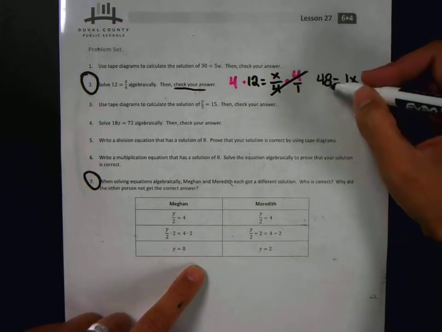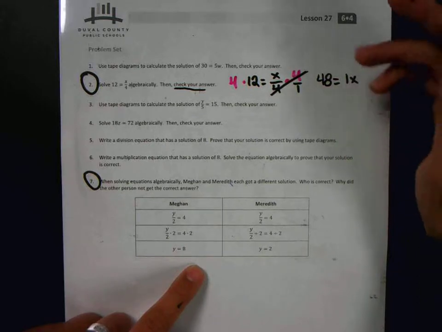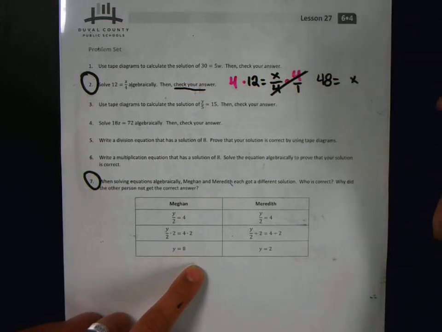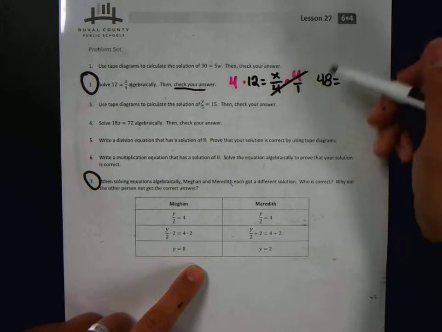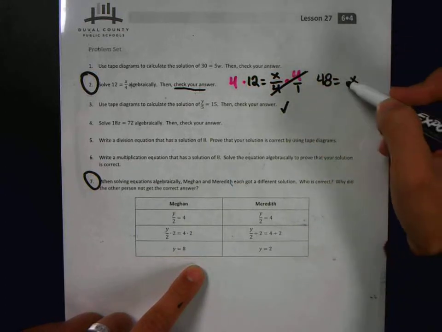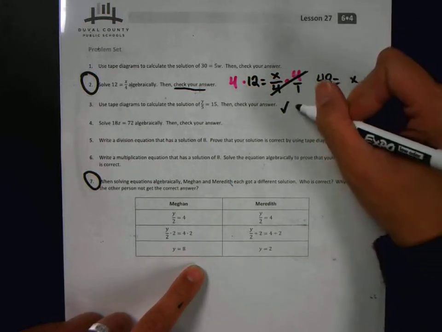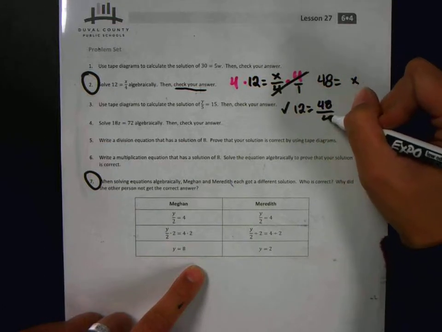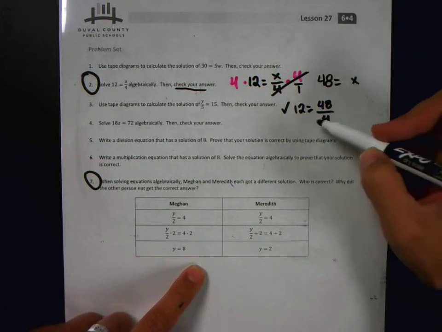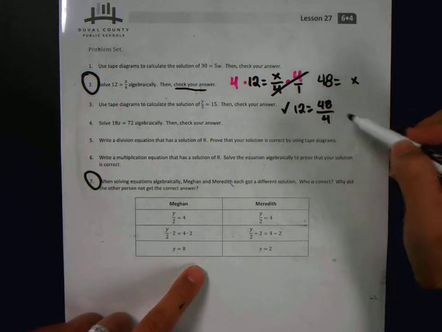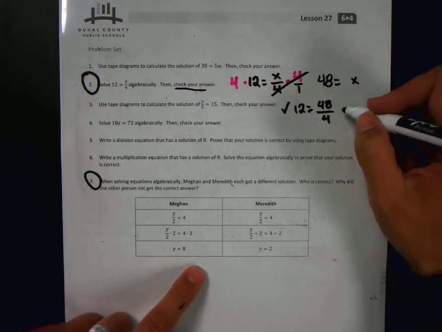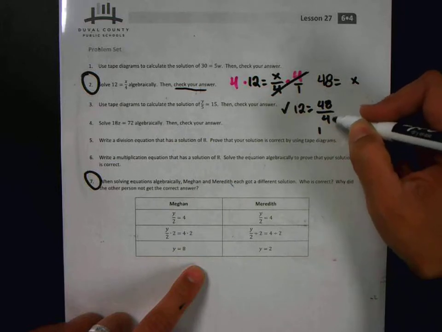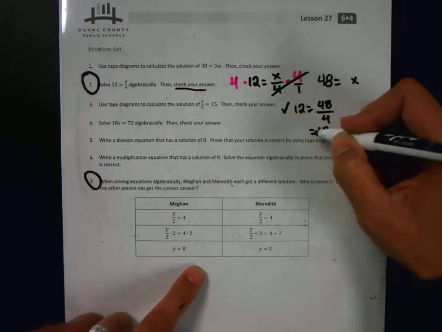Again, we want to check our work, so we plug 48 into our equation. We have 12 equals 48 over 4. How many times does 4 go into 48? 4 goes into 4 one time, 4 goes into 8 two times. So we have 12 equals 12. Is that a true math sentence? Absolutely, so that's going to be right. So we want to box in our answer.